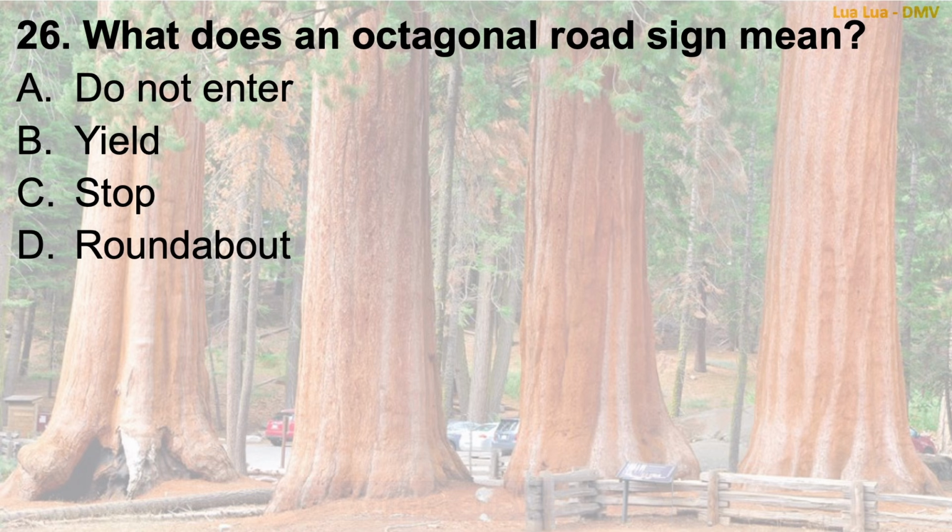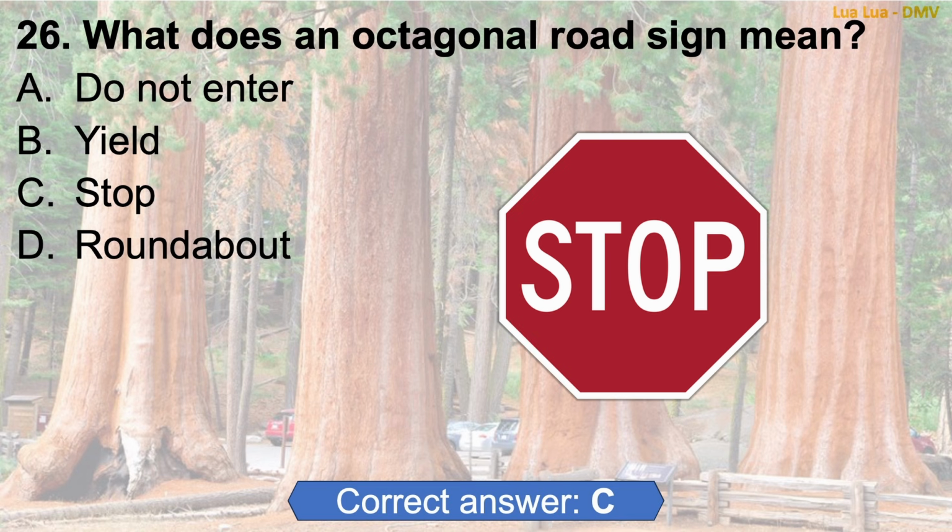Question 26. What does an octagonal road sign mean? A. Do not enter. B. Yield. C. Stop. D. Roundabout. The correct answer is C. Stop.